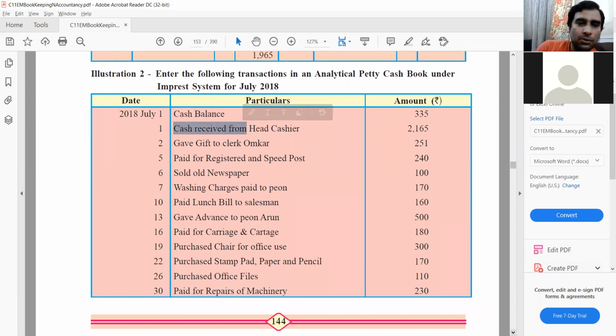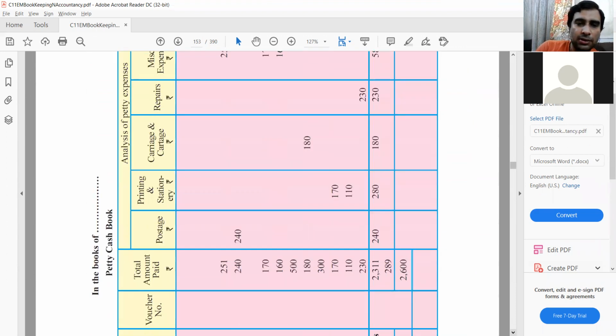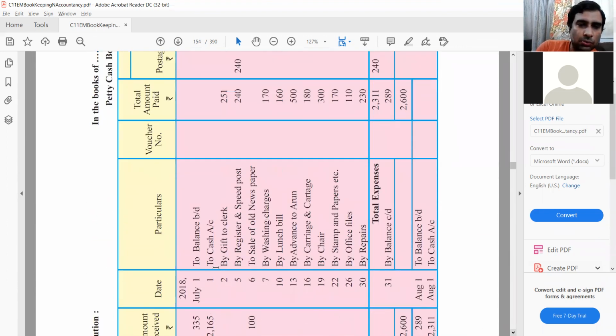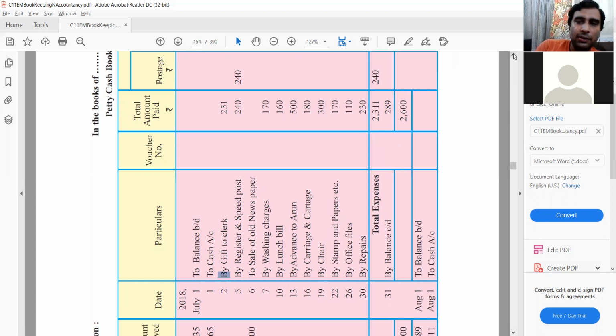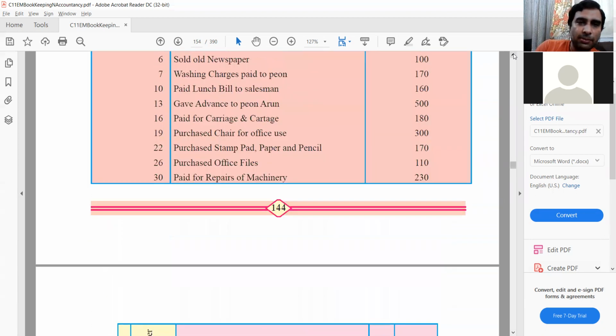So you will pass that entry: cash received to balance brought forward to the cash account, right? And then the rest is all going to be "By". "By" means these are all the expenses, right? That is the right-hand side, the credit side. The left-hand side is the debit side, which will always be "To". The right-hand side will be "By".